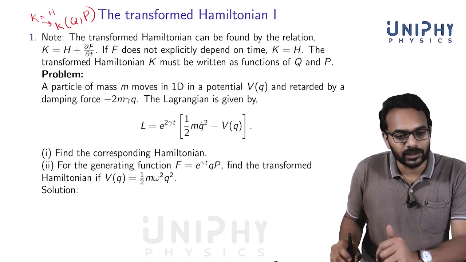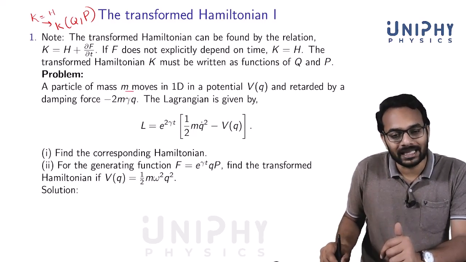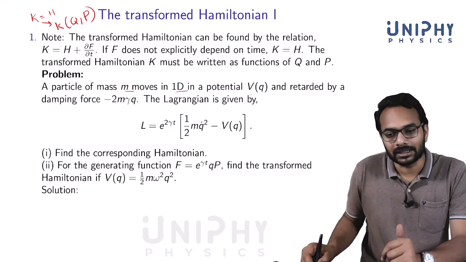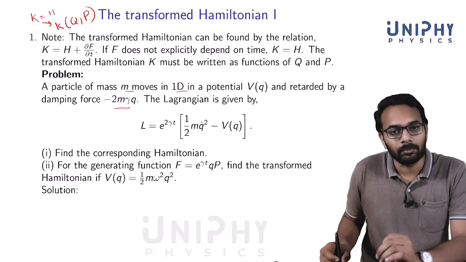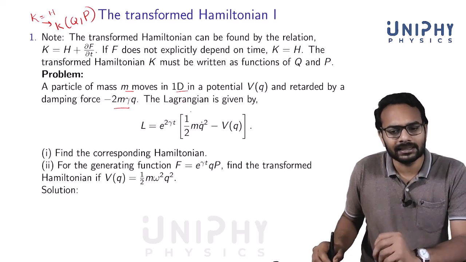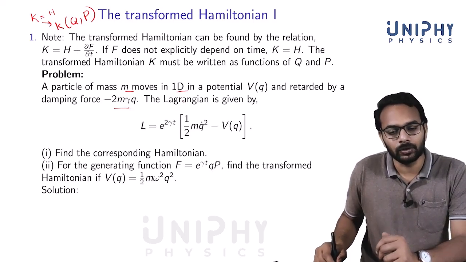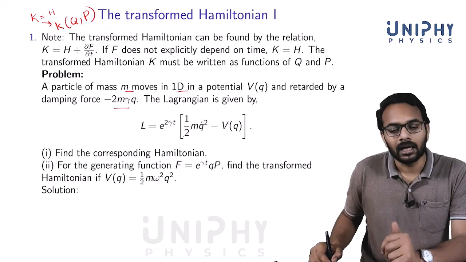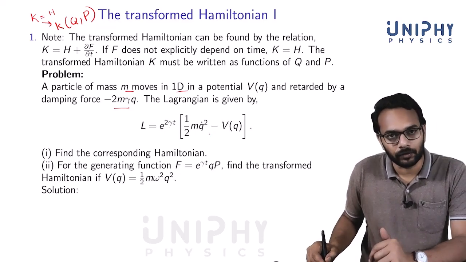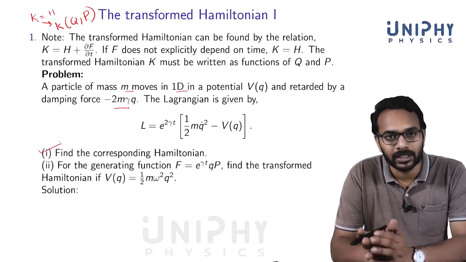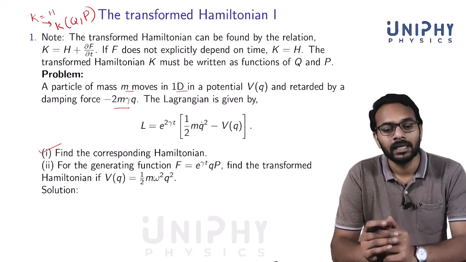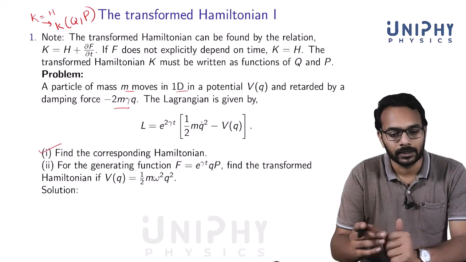Let's look into the first problem. A particle of mass m moves in a one-dimensional potential V(q) and is retarded by a damping force minus 2mγq̇. The Lagrangian is given by L is equal to e^(2γt) times (½ m q̇² minus V(q)). So the Lagrangian is given and we need to find the corresponding Hamiltonian first.